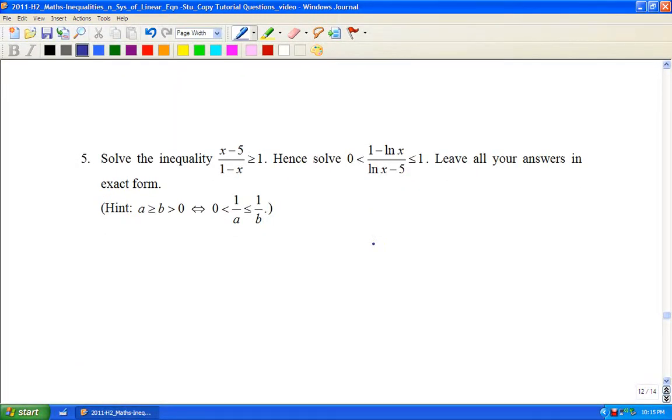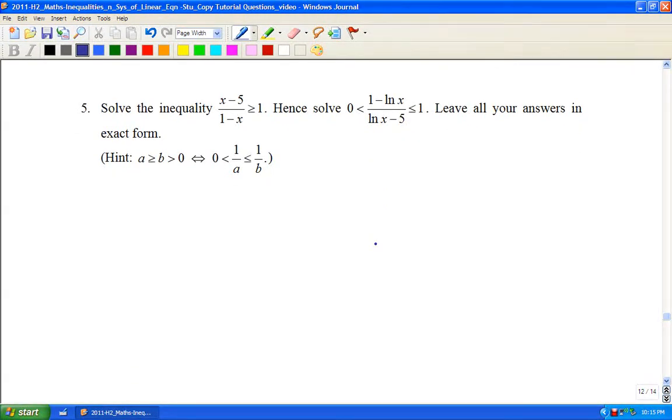Alright, now for tutorial question 5, the inequality part should not be a problem now. We'll shift all the expressions on the right hand side to the left hand side. So what you should get now is (x minus 5) over (1 minus x), subtract away 1, is greater or equal to 0. Now we will find a common denominator.